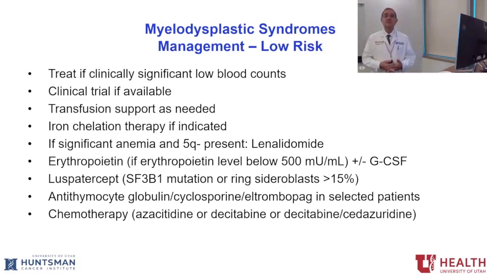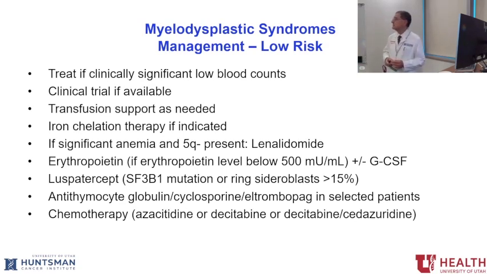We always try to enroll patients on a clinical trial if one is available, but sometimes patients need to be supported with transfusions. These could be very regular transfusions of red cells or platelets. One of the potential complications of red cell transfusions is too much iron in the body, and so there are ways of trying to decrease the iron levels, so-called iron chelation.